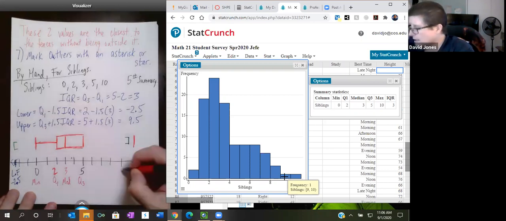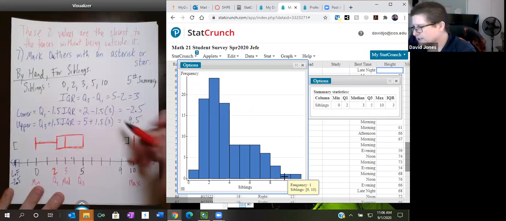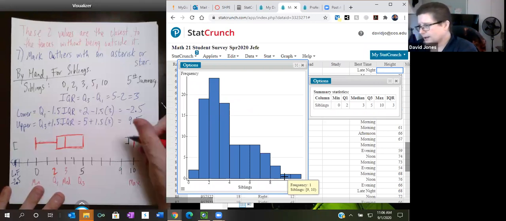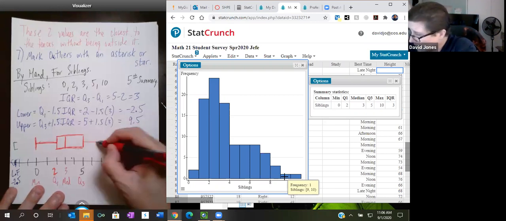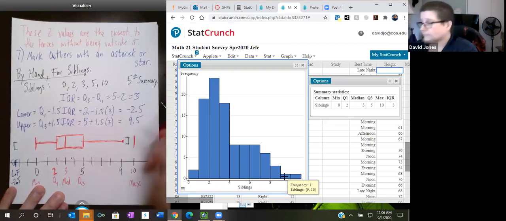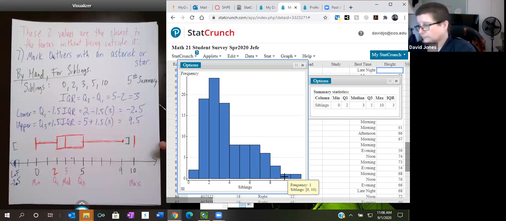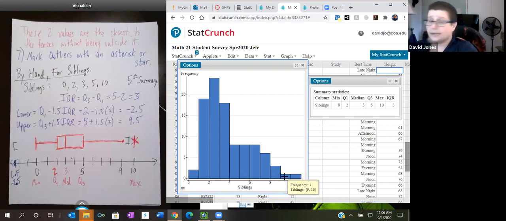Nine was the lowest value, or the value closest to the upper fence without going over it. So right there, I'll put a point there. I'm going to connect a line there like that. And then the max value 10 was an outlier, so I'm making it an asterisk or star.